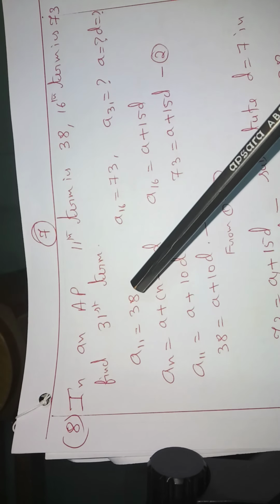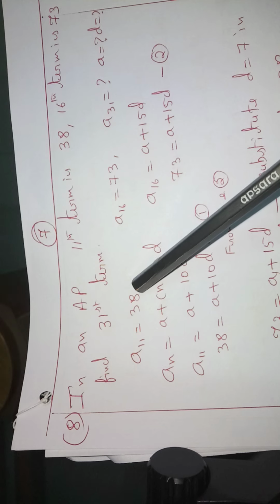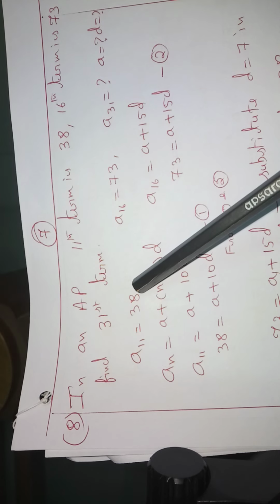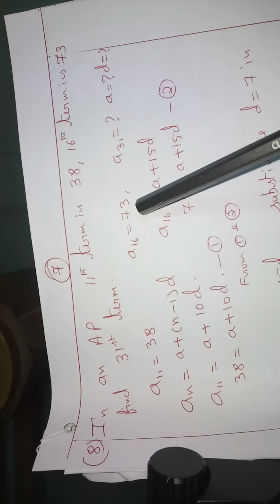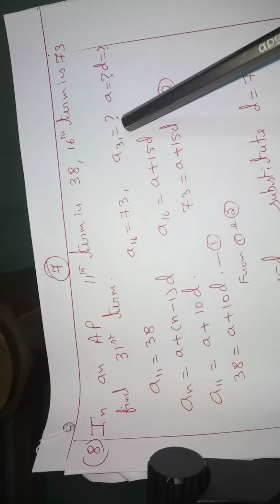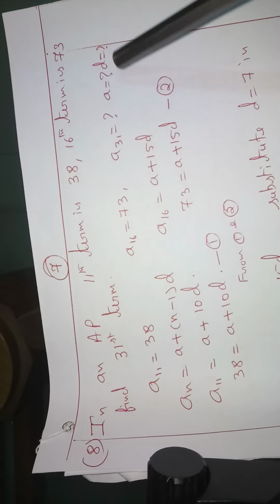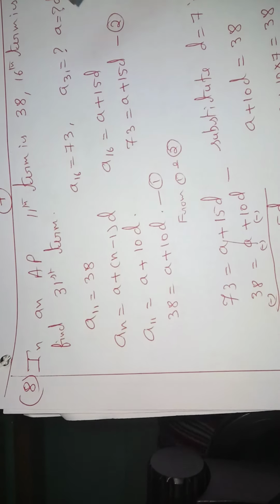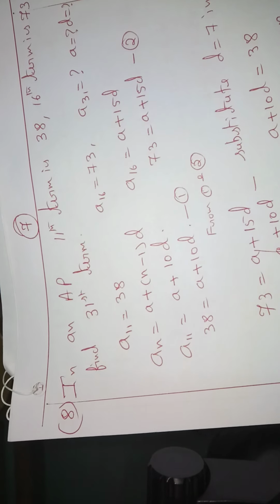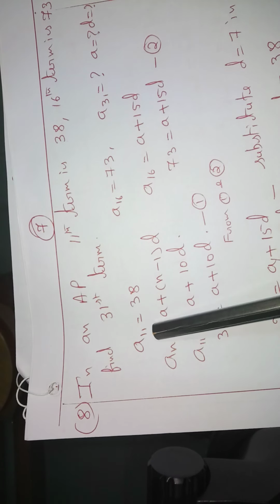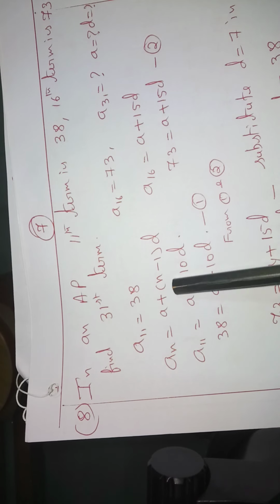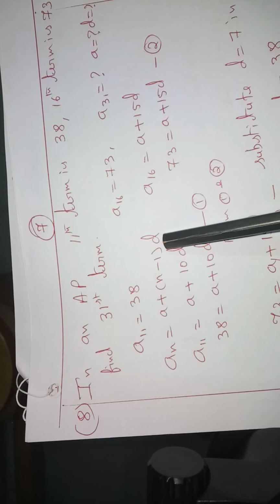Shall we write what is given? A11 is equal to 38. A16 is equal to 73. Which term we have to find out? A31. To find A31, we should know the A and D values. Therefore, they have to be found out. Same as the earlier sum, AN is equal to A plus N minus 1 into D. This formula we will use.